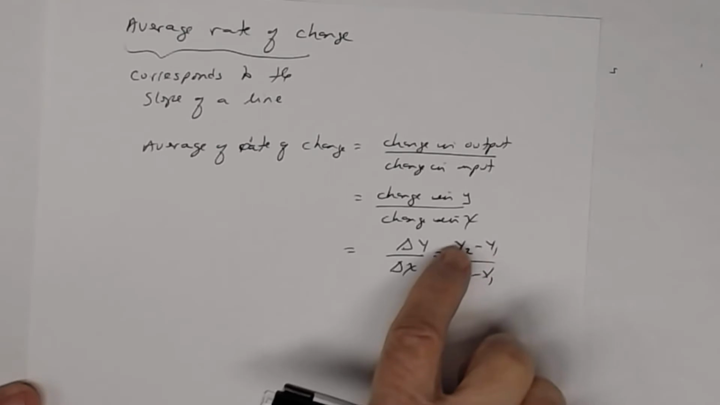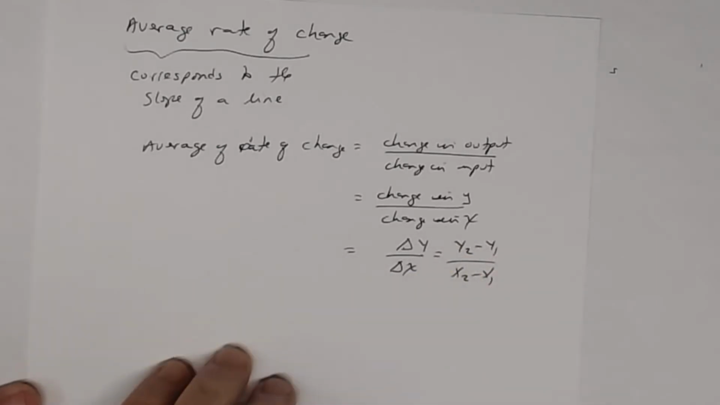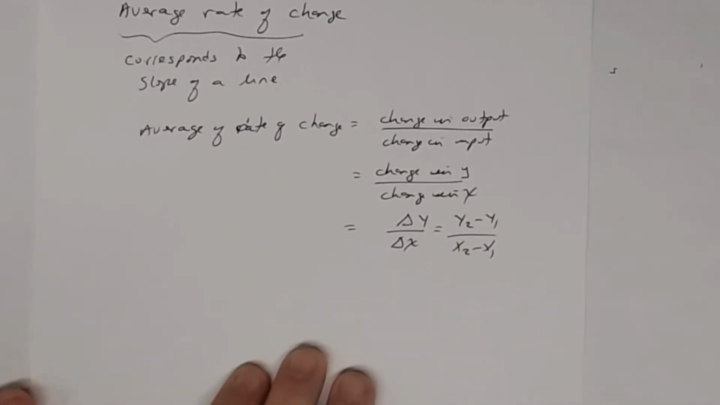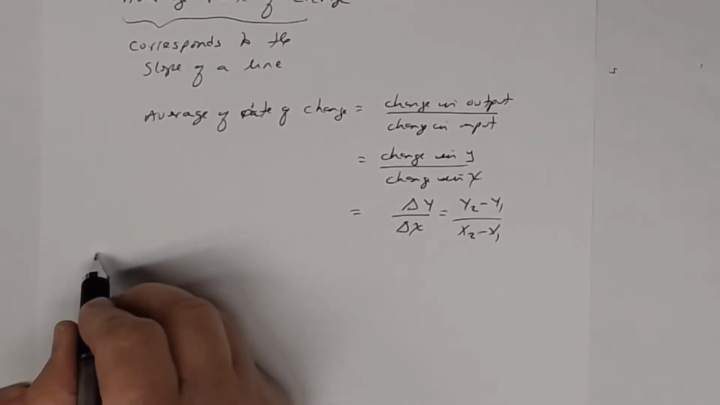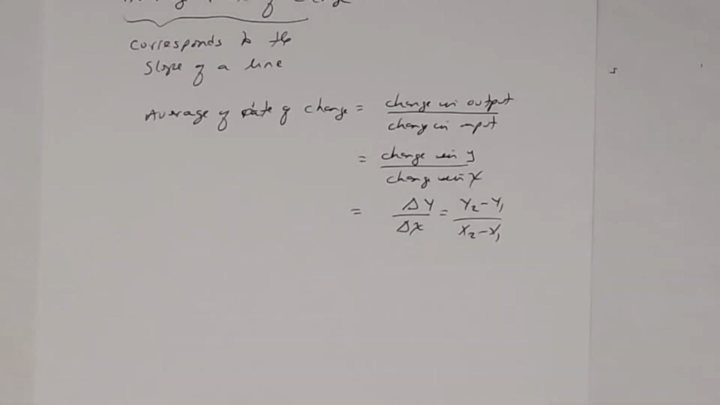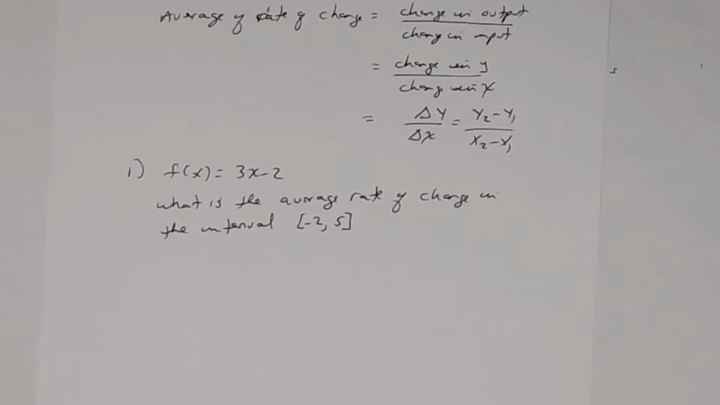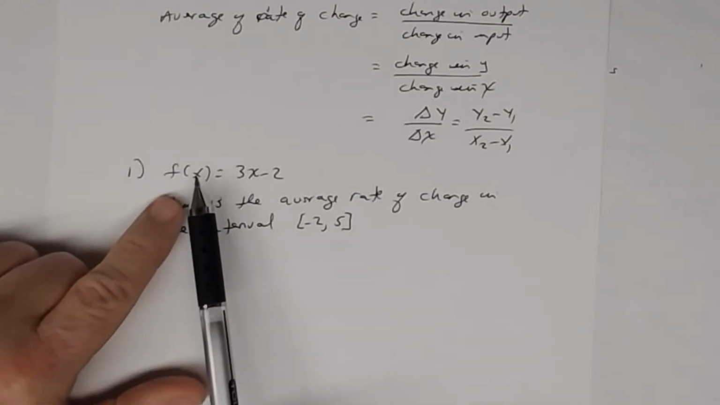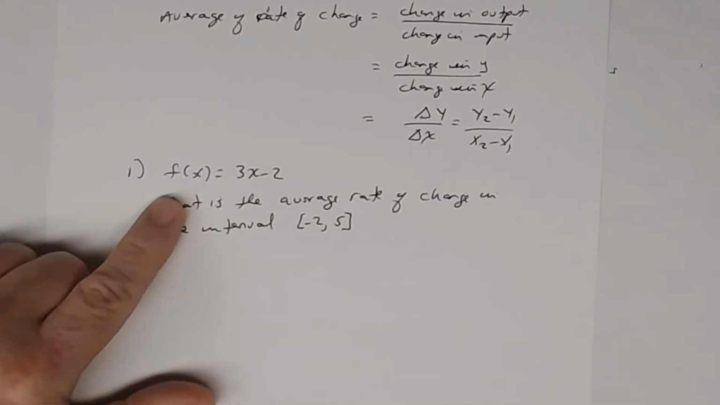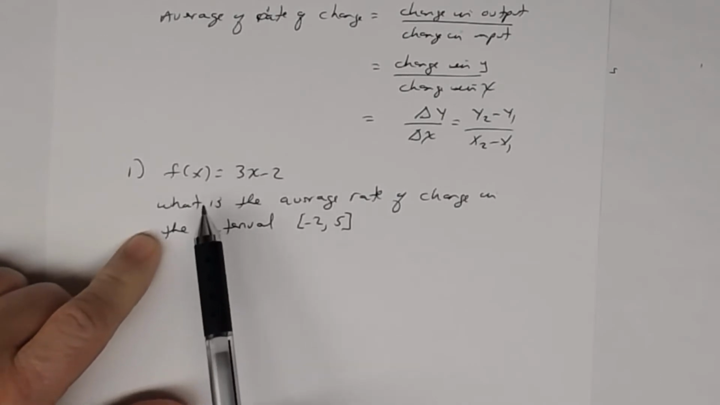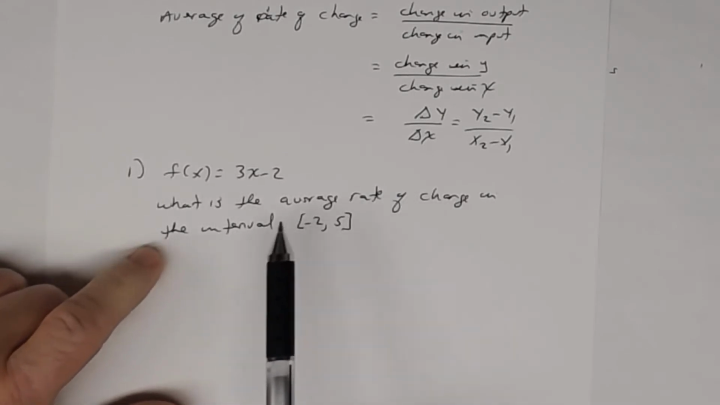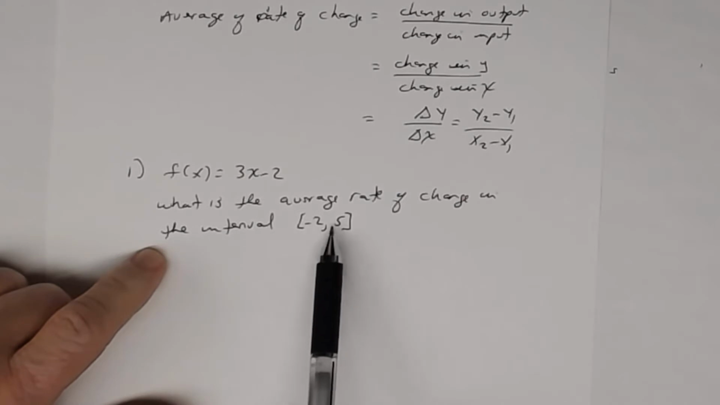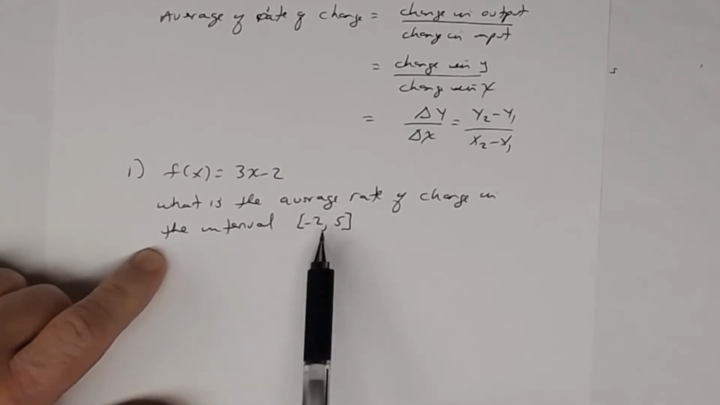Okay? And so what we're going to do is look at this in terms of functions. For the first part, they will be listed as functions. So for example, this will be example number 1. Let's suppose we had this function, f of x equals 3x minus 2. And the question is this: what is the average rate of change in the interval from -2 to 5?